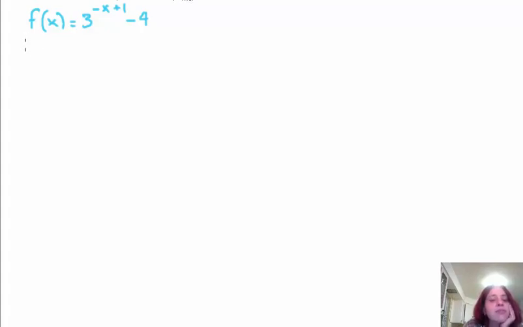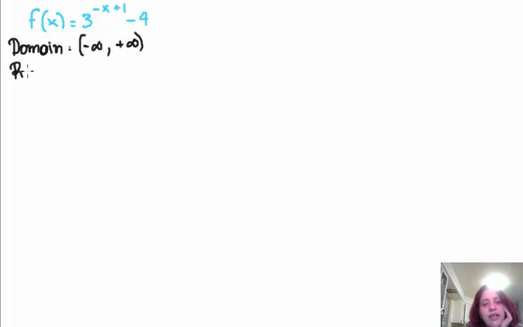Let's graph together this exponential function. The first thing that we know about exponential functions is that the domain of them is always all real numbers, from negative infinity to positive infinity. If I want to find the range of an exponential function, then I need to wait until I see my graph. I cannot determine the range until I see the graph.